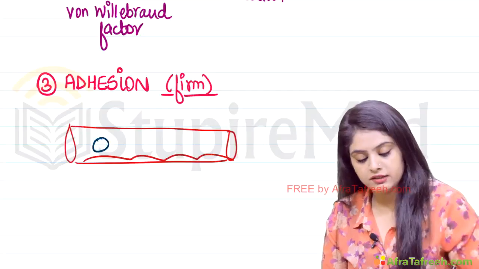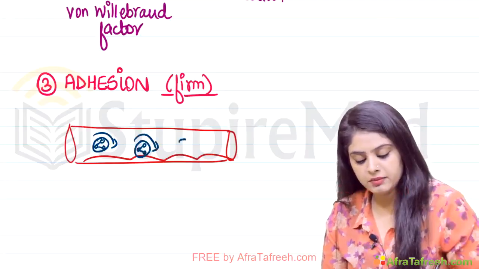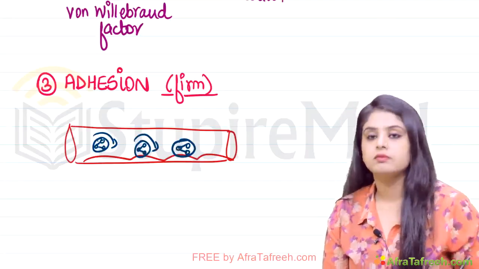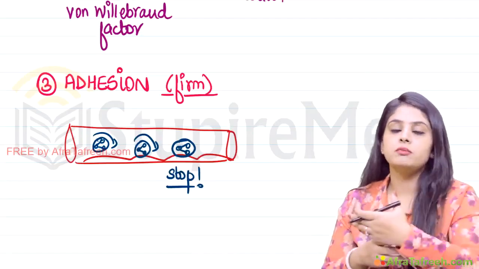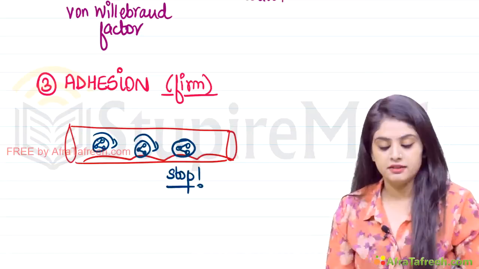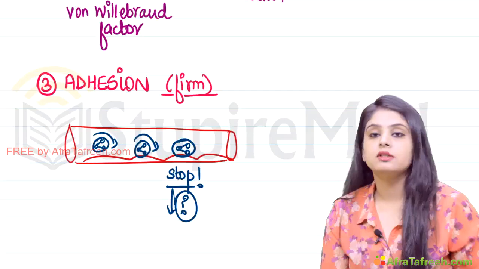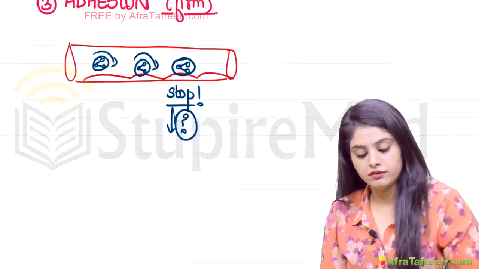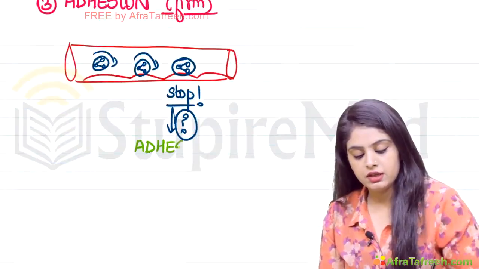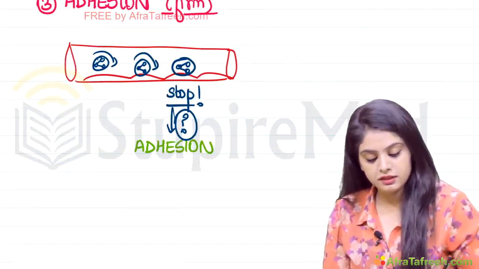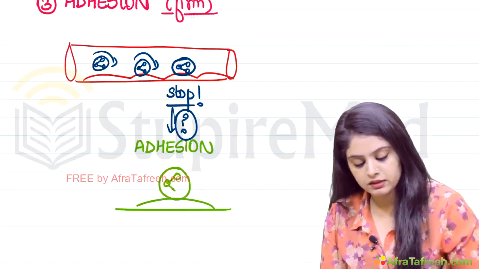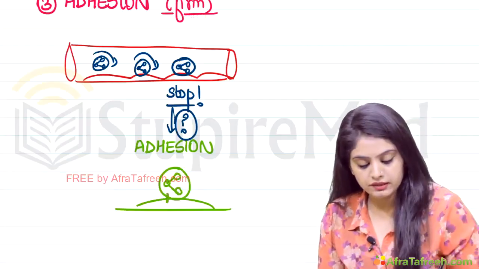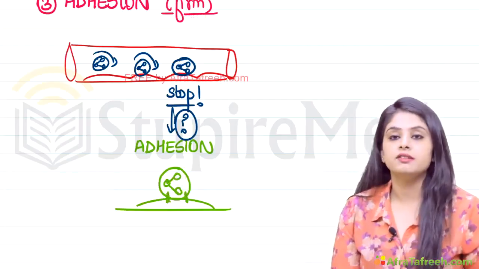So what happens is that while rolling onto a blood vessel, if this was the blood vessel and these were the cells that were rolling, as they keep rolling, there comes a time where they are going to stop. After this, no matter what pressure of blood moves over it, it will stay there. Why has it stopped? It has stopped because of firm adhesion. Adhesion between which two cells? Between the endothelial cell and the leukocyte.